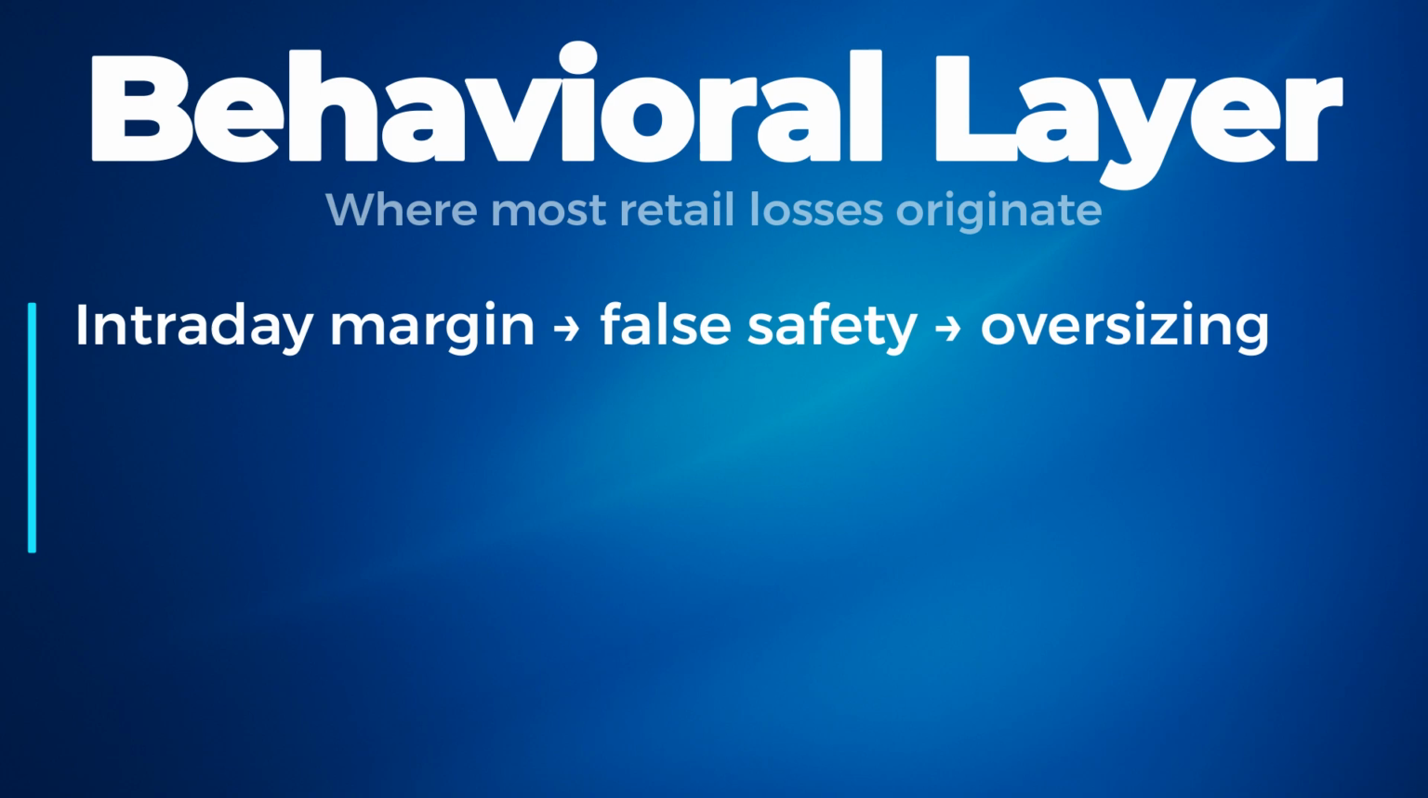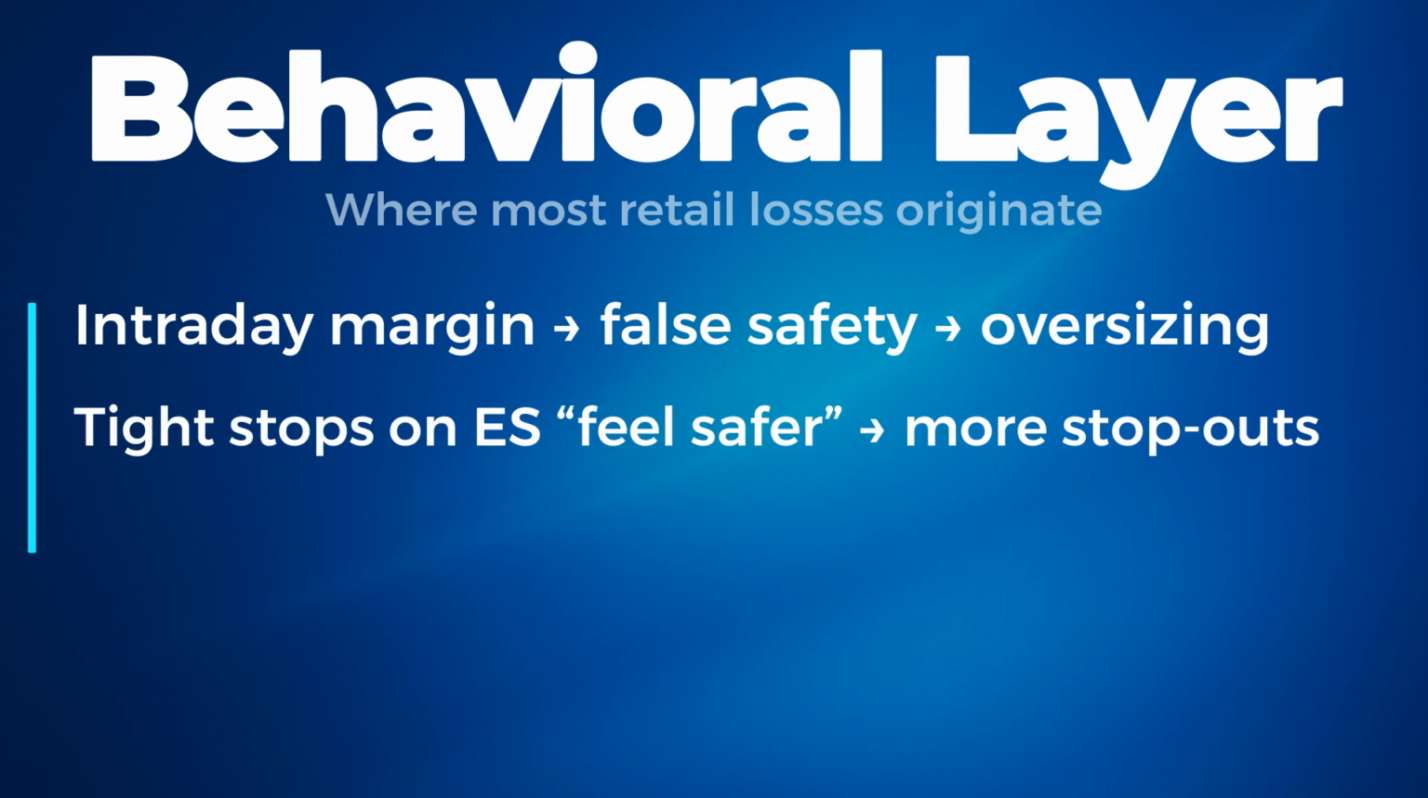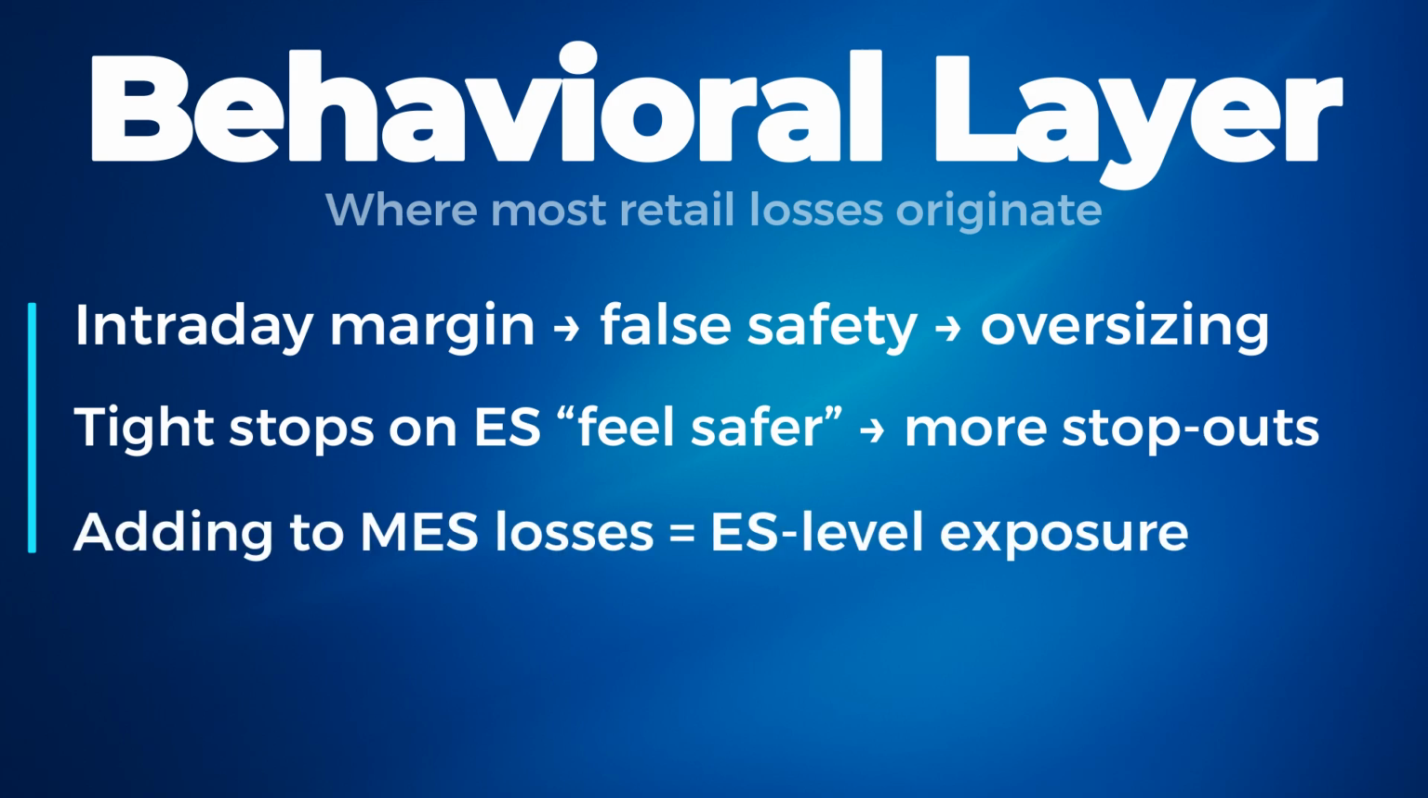Another behavioral trap is tightening stops simply because ES swings feel large. That does not make the trade safer, it just guarantees more stop outs. Professionals size down, widen stops to match volatility, and keep risk inside their percentage band. Final check, if you've ever added to a losing MES position because you think the size is small, you are drifting towards ES exposure without realizing it. Behavior follows size, not intent.